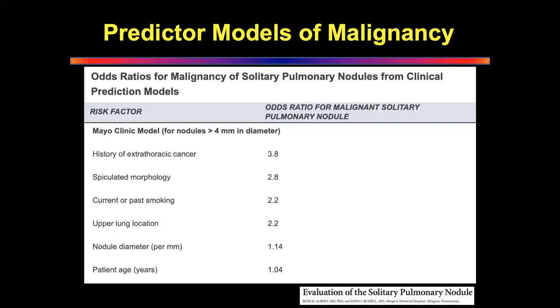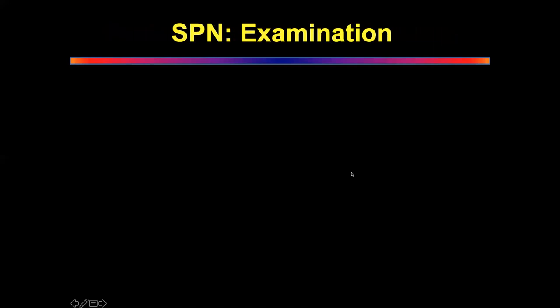Okay. All right. The other one is the Mayo model. It's actually nodule size greater than 4 millimeters, and these are the numbers. If you know it, good. If you don't know it, that's fine. I won't fail you for that. Okay. Next. But know that there are these three models, and it's not a very difficult thing to know. Just look at the odds ratio. They're very easy. Okay. So now your patient, you've asked the history.